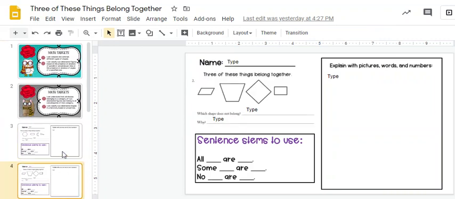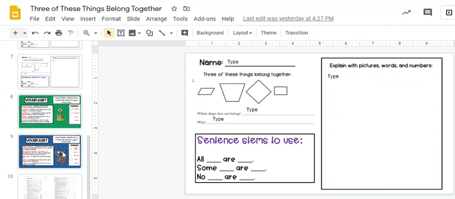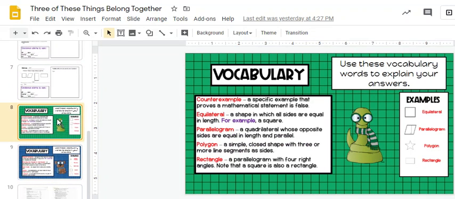So you're thinking about why a shape does not belong, and the explanation needs to include vocabulary. So here is vocabulary that you need to use. So we have counterexample, a specific example that proves a mathematical statement is false. Equilateral is a shape in which all sides are equal in length, for example, a square. Parallelogram, a quadrilateral whose opposite sides are equal in length and parallel.